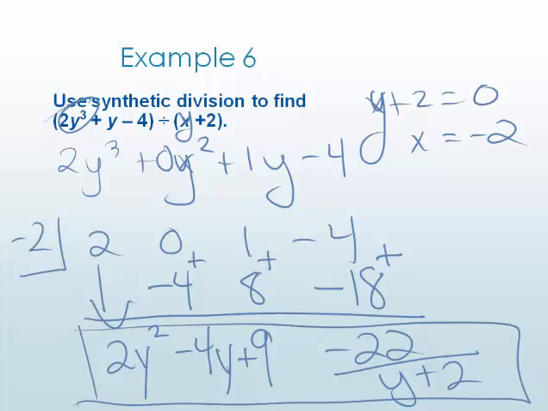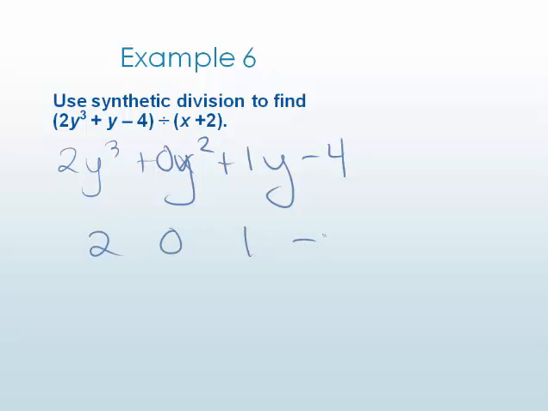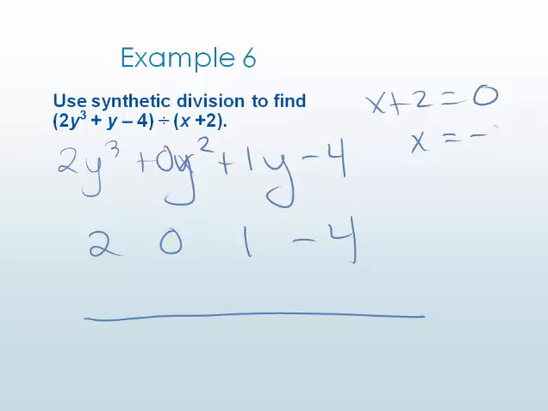Let's try one more. Now we check our degrees. We're missing a 2, so I'm going to rewrite this because we need to have that 2 there. So I'm going to put a 0 for the coefficient. Oops, y. So I'm going to write them: 2, 0, 1, negative 4. My r value is x plus 2 is equal to 0. So x is equal to negative 2.